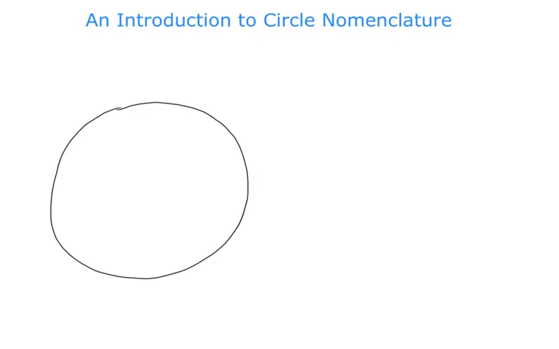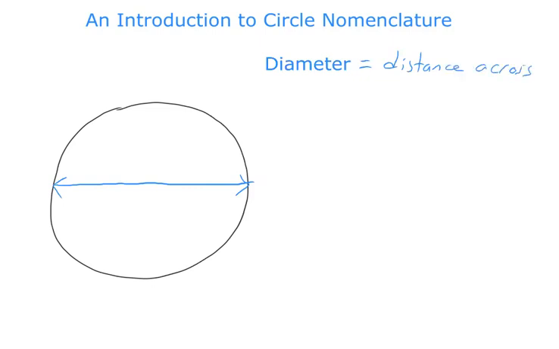So on the circle, we have something called diameter. What is the diameter of a circle? The diameter is the distance straight across a circle from one side to the other side, from edge to edge, distance across.